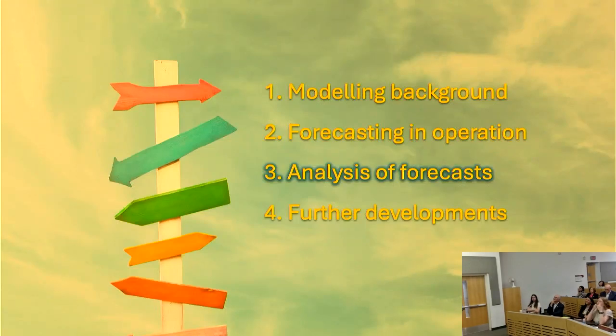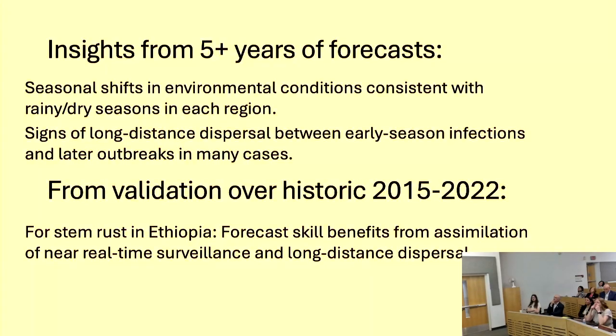So I didn't really say it: the forecasting was in pilot phase in Ethiopia around 2018 or so. So that's many, many years ago now. It's been in operation in more and more countries now. So what insights can we get from many years of forecasting? Just giving the overview, I'm not going into the details, but there are some consistent messages, like the environmental conditions shift seasonally and differ by altitude, so it often makes sense, which is great. And the signs of long-distance dispersal between early reports of infection when they make it into the system compared to later outbreaks as well, so that's often reassuring.